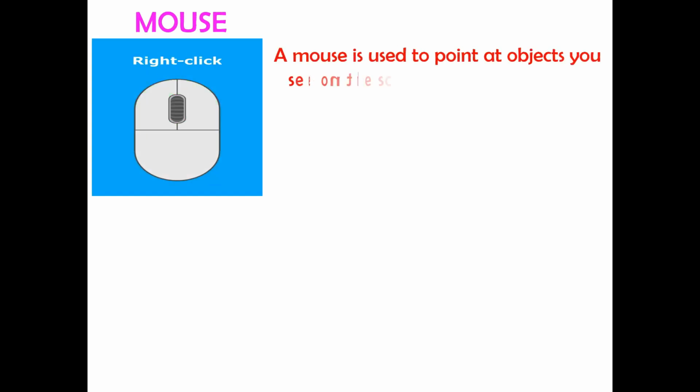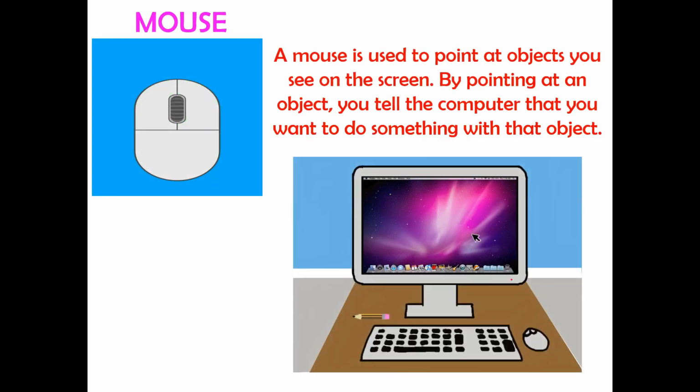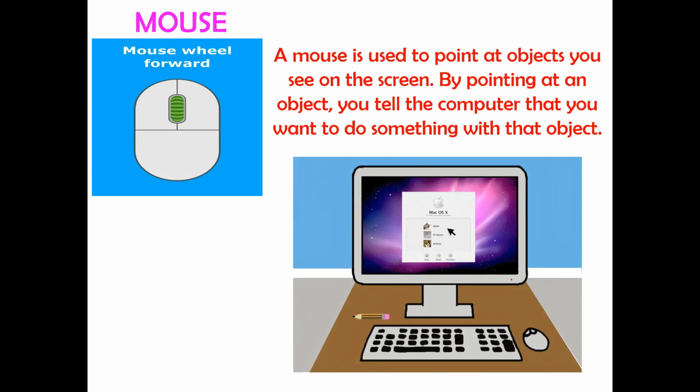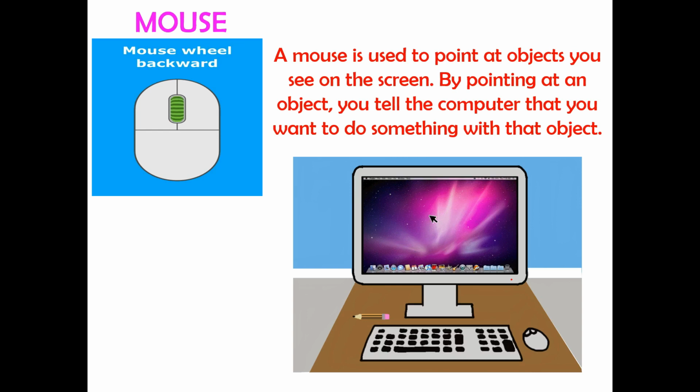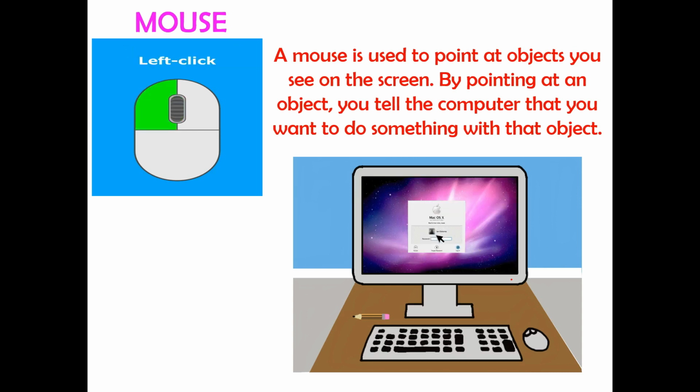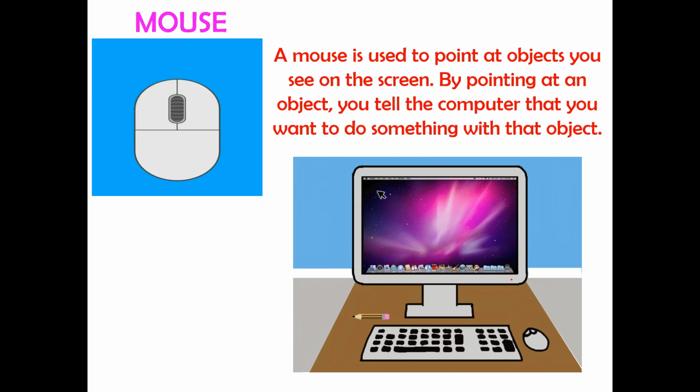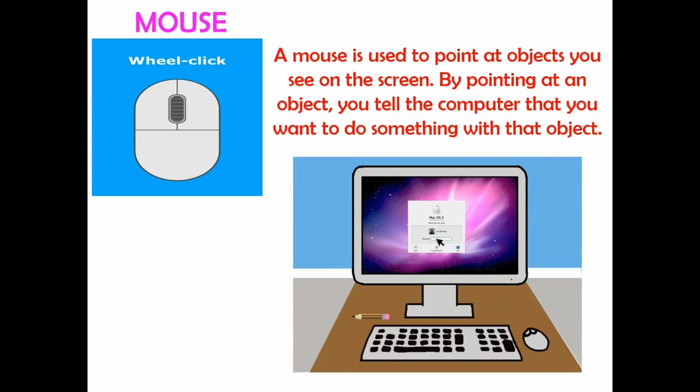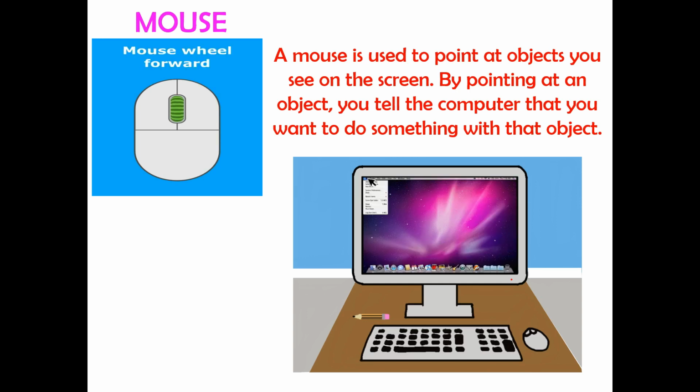The next one is a mouse. A mouse is used to point at objects you see on the screen. By pointing at an object, you tell the computer you want to do something with that object. A mouse has a left click and right click. And the next one is the wheel click. Wheel click means scrolling down the pages.